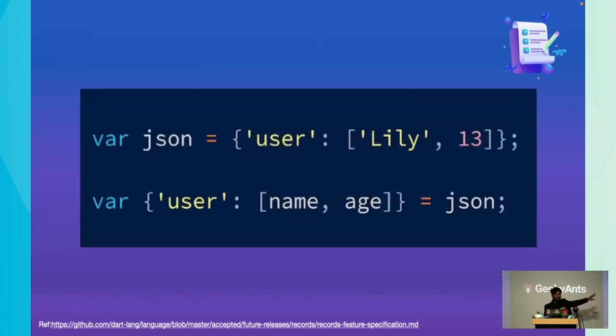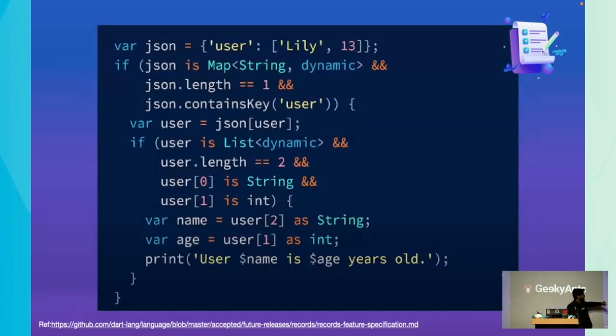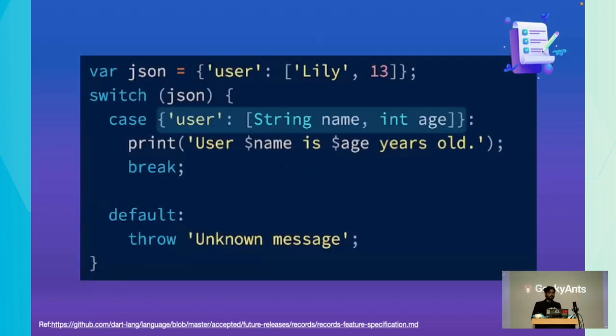So if you have this, then your code will look something like this. You will first check if my JSON is of type map, then whether it contains the key user or not, and whether this key is a list or not. If it is a list, does it have a length of 2 or not? Then you will also check if my first one is a string, second is an int, a lot of things, and this can be removed with the pattern. Now you will have just a simple thing, because you already created a pattern, you can have a switch statement or if statement, where you can say, does this look like this? If yes, then give me the values.